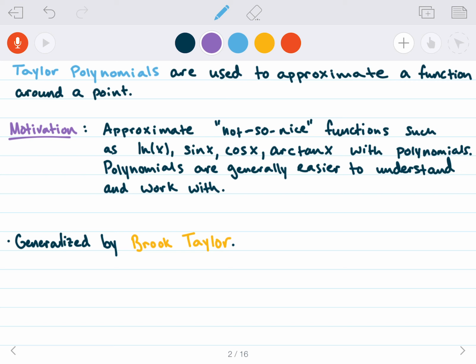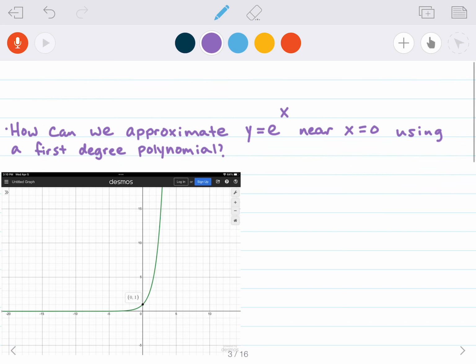And next time we're going to talk about Taylor series, which represents a function exactly. And we're going to talk more about the theory behind it and also where these formulas come from. But in this lecture, I just want to show you guys the mechanics of all of it, how to use the formula to approximate functions with polynomials. So let's get into it.